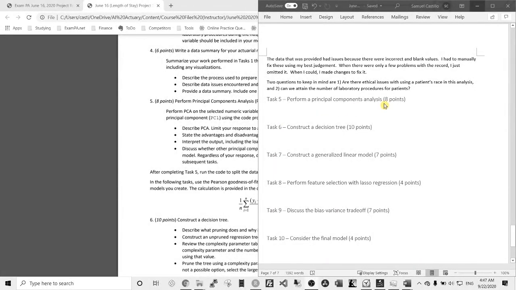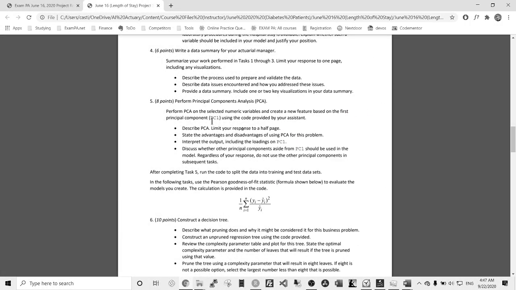Perform principal component analysis. Perform PCA on the selected numeric variables and create a new feature based on the first principal component, using the code provided by your assistant. Describe PCA. Limit your response to half a page. State the advantages and disadvantages of using PCA for this problem. Interpret the output, including the loadings on PC1. Discuss whether other principal components aside from PC1 should be used in the model. Regardless of your response, do not use the other principal components in subsequent tasks. After completing task 5, run the code to split the data into training and test sets. In the following tasks, use the Pearson goodness of fit statistic shown below.